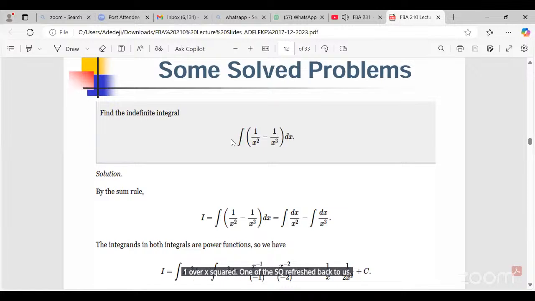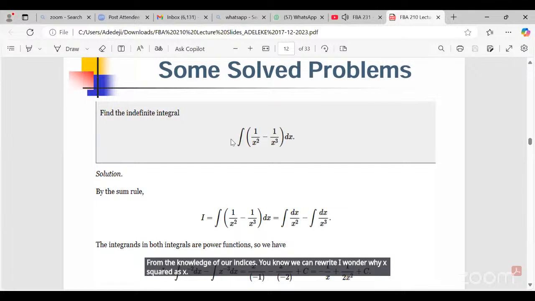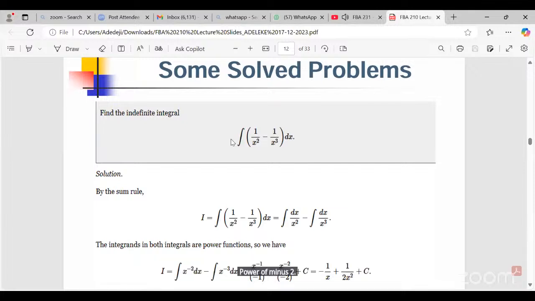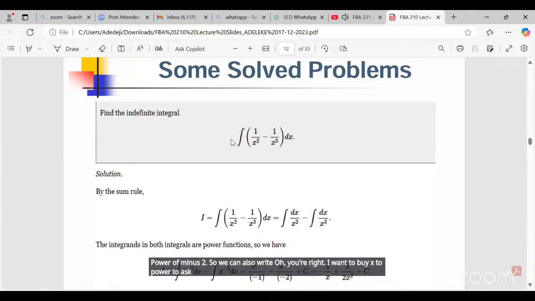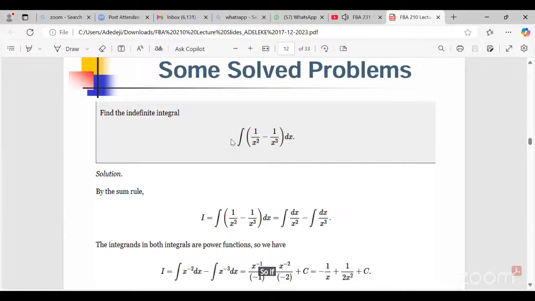From the knowledge of our indices, we know we can rewrite 1 over x squared as x to the power of minus 2. We can also rewrite 1 over x cubed as x to the power of minus 3. So if we rewrite these two terms, we are going to have the integral of x to the power of minus 2 minus x to the power of minus 3. And then you integrate them independently.